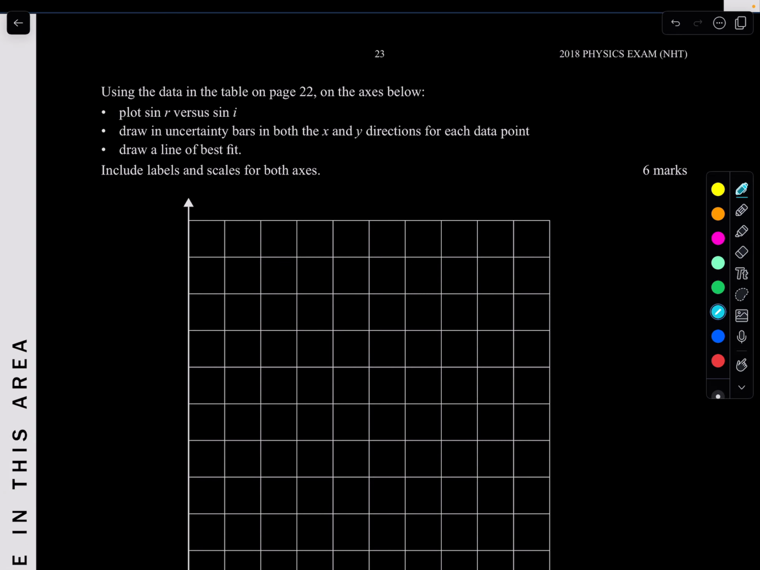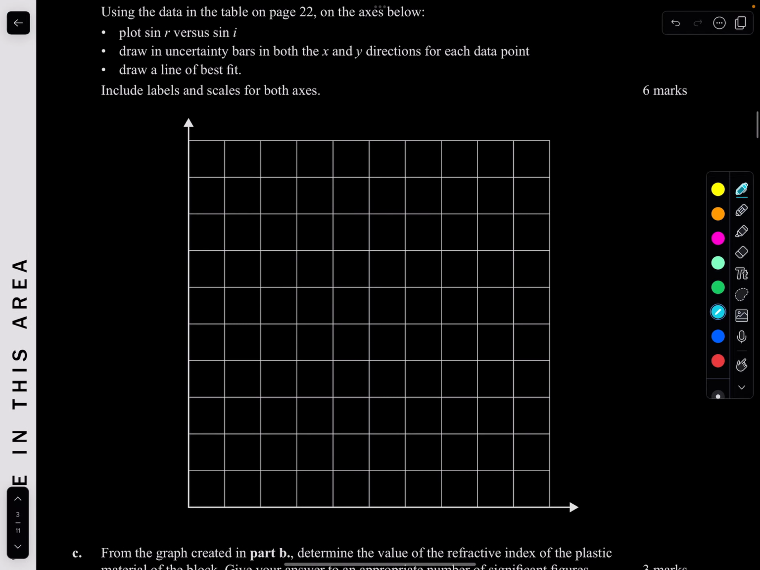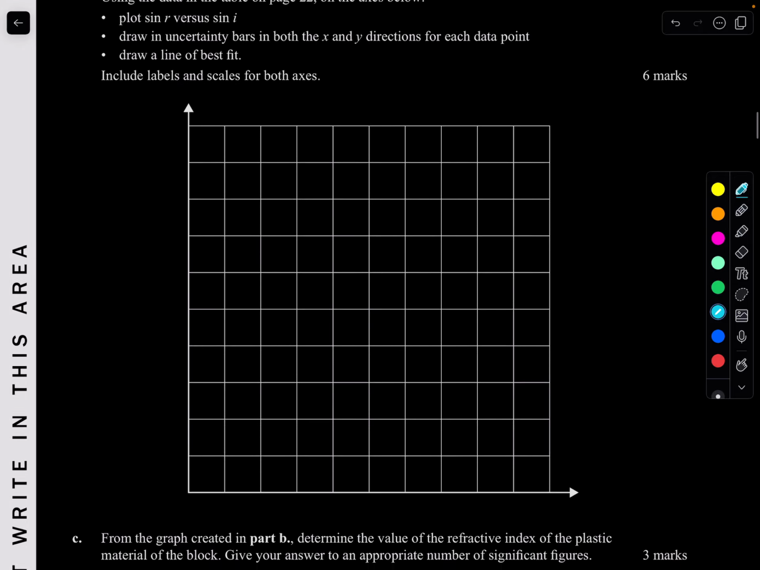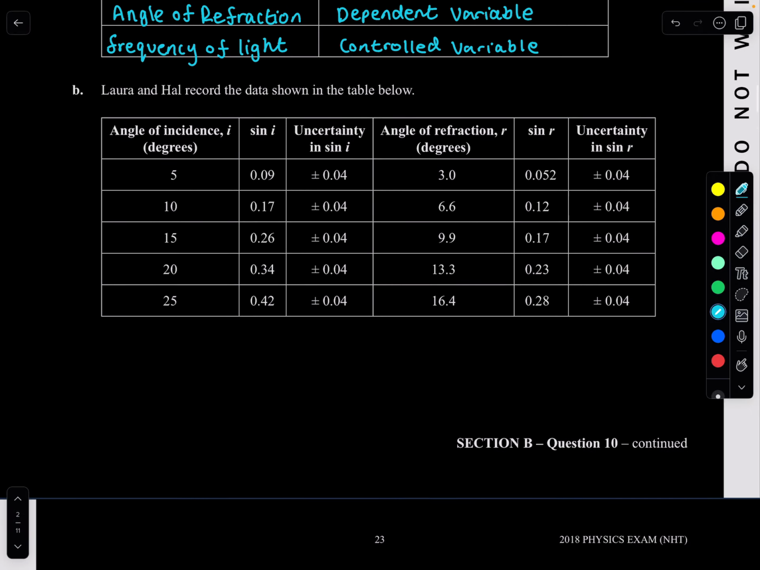Using the data in the table on page 22, on the axis below, plot sine r versus sine i, so the sine of your angle of refraction versus the sine of your angle of incidence. Draw in uncertainty bars in both the x and y directions for each data point. Draw a line of best fit. Include labels and scales for both axes. So 6 marks. Let's do that.